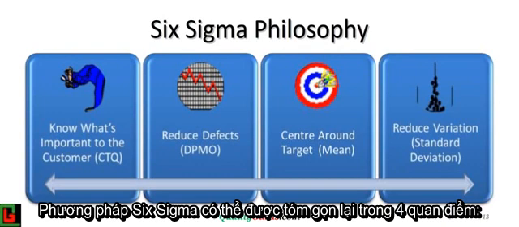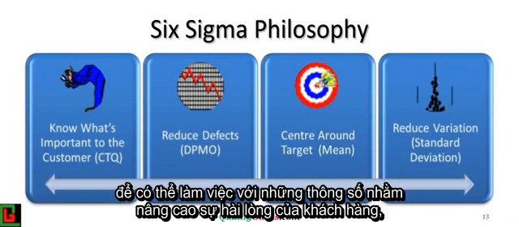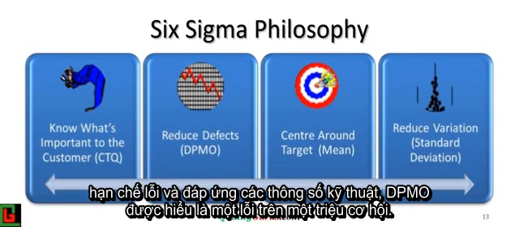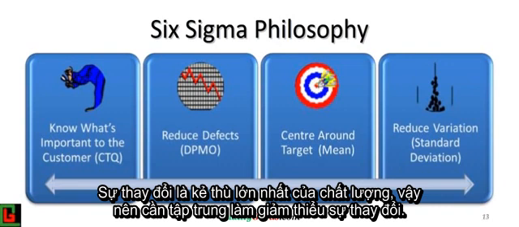Six Sigma approach can be summarized into these 4 points. Before you improve, know what is important to the customer, so that you work on parameters that enhance customer satisfaction. Reduce defects and meet customer specifications. DPMO stands for defects per million opportunities. Attempt should be to target at the center of the specification, rather than being within the target range. Variation is the biggest enemy of quality, so attempt to reduce the variation.